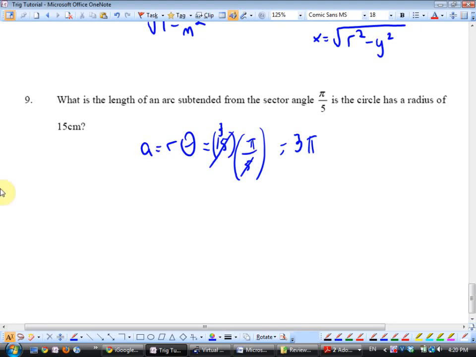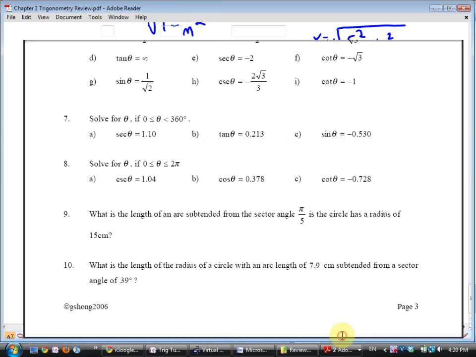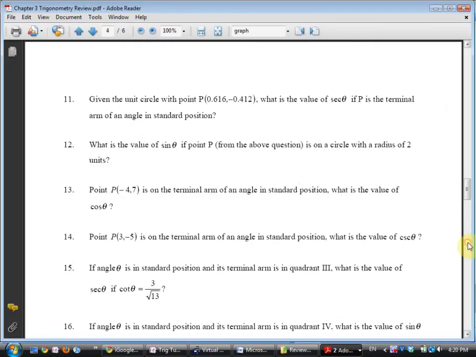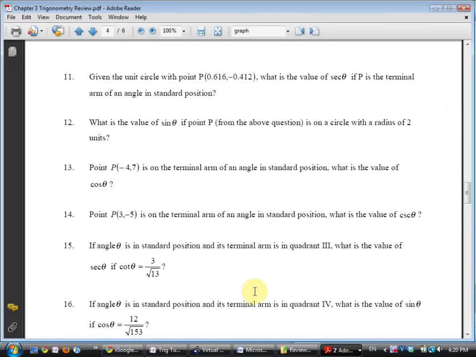And which one? 15? 15, yeah. I like 15. Yeah, sure. I like 15.